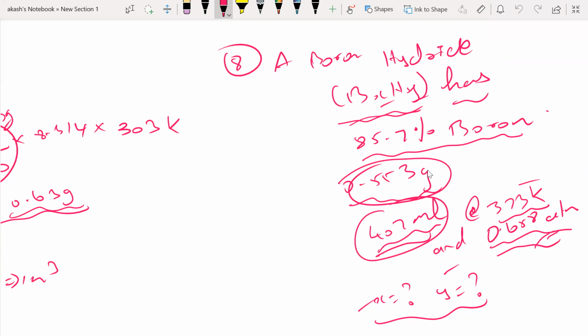Sir, is it compulsory to convert into liters while using the ideal gas equation? Yes, obviously. Because if you just put 407 and use the R value as 0.0821, it is wrong. You have to convert it to liters because the R value is in terms of liter atmosphere, not ml atmosphere, right?